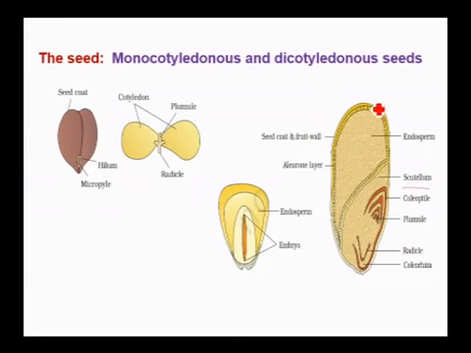Around the aleurone layer, there is the pericarp. The pericarp means the fruit wall, and the seed coat is the outer covering of the seed. In this, the fruit wall and seed coat cannot be separated. This kind of fruit we call a caryopsis.